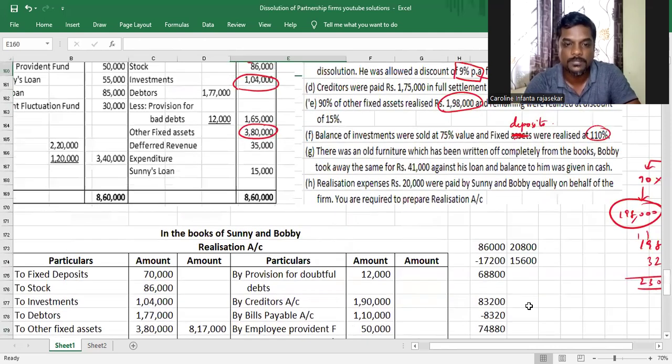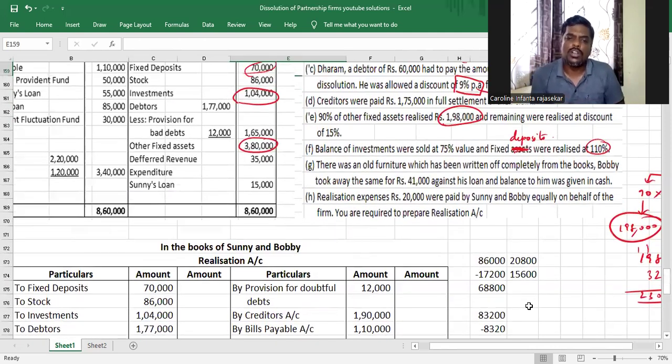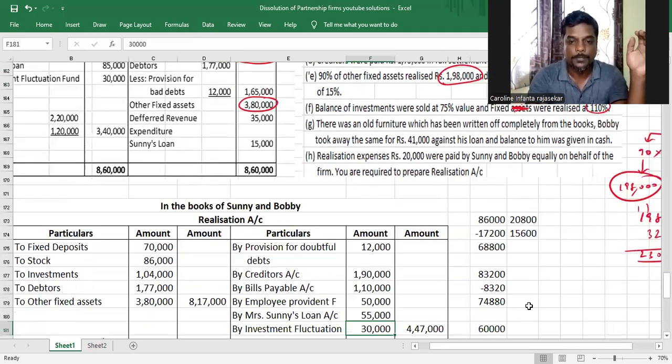Moving forward, there was an old furniture which has been written off completely from the books. Okay, gone. Bobby took away the same for 41,000 against his loan, and the balance was given to him in cash. Oh, this is tricky, right? This is not something that we have learned in normal journal entries. So this should be tricky, right? It's actually not tricky, my dear children. Once you know the logic to construct journal entries, everything is easy. Just pay attention to me.